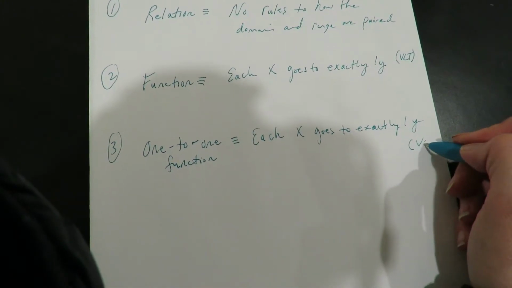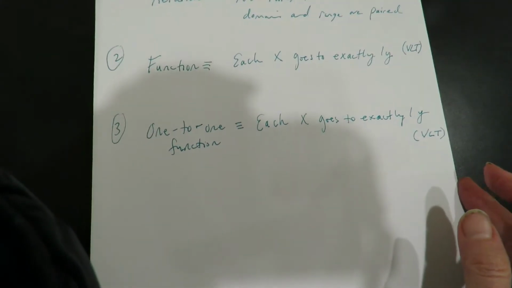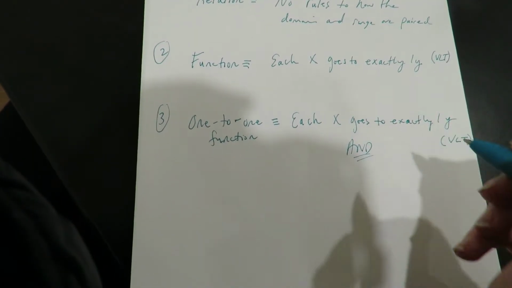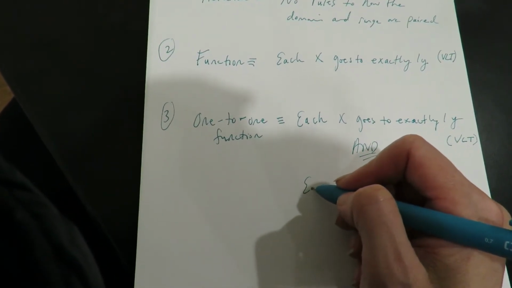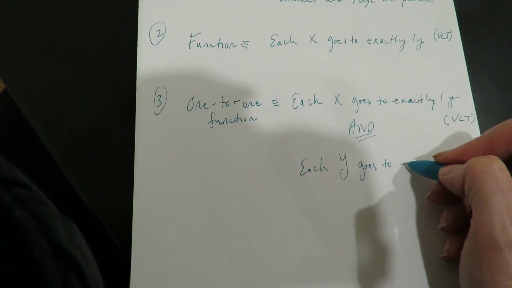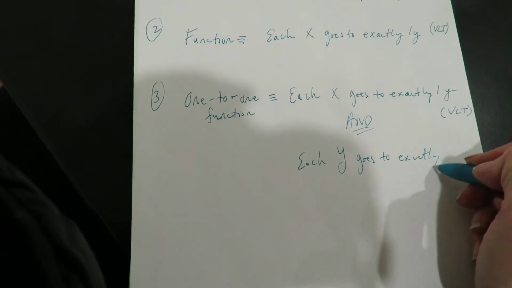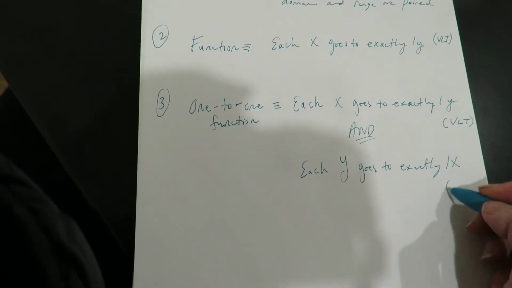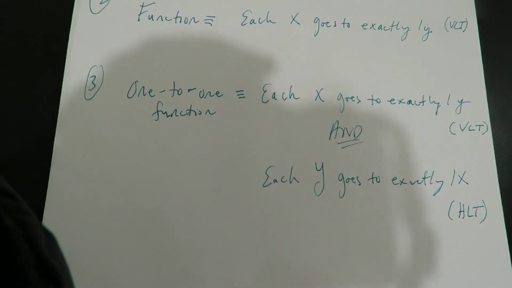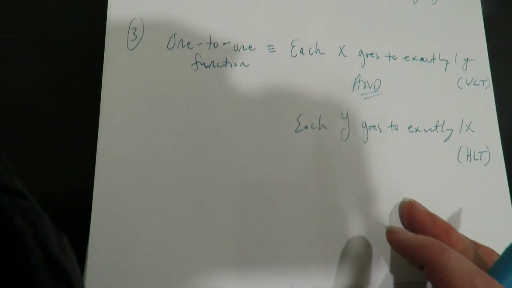each x goes to exactly one y, and again it passes the vertical line test, and hopefully you remember this, and each y goes to exactly one x, which means it has to pass the horizontal line test, right? So it has to pass both the vertical and the horizontal line test to be one-to-one.